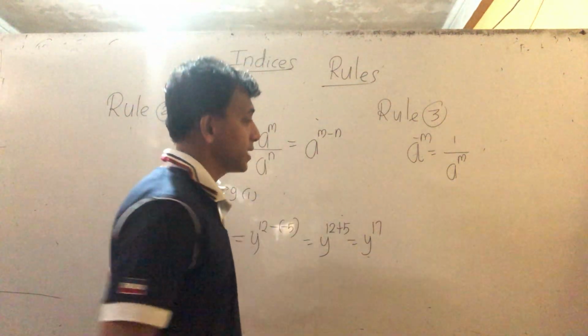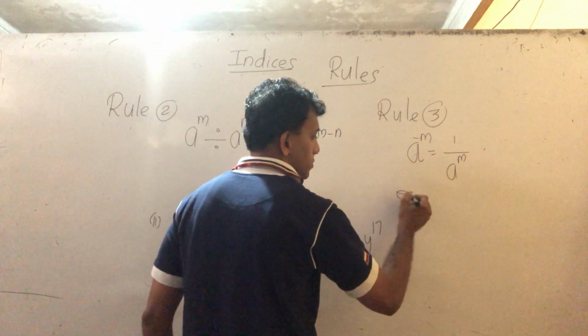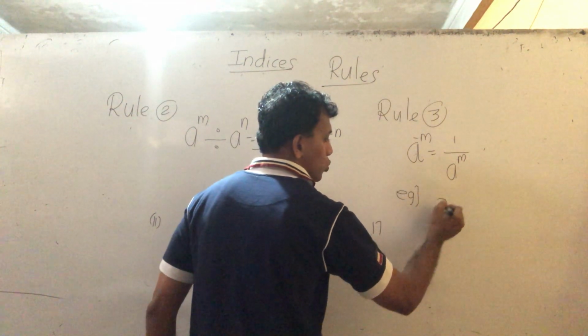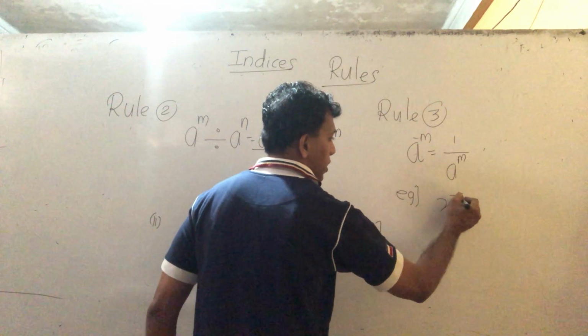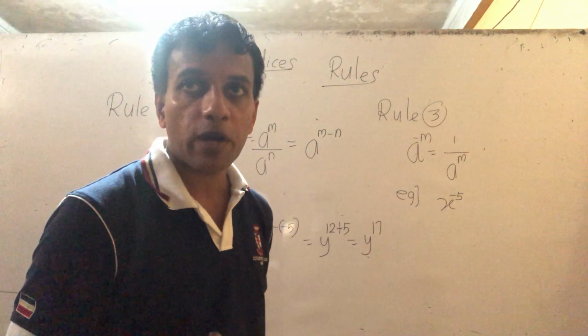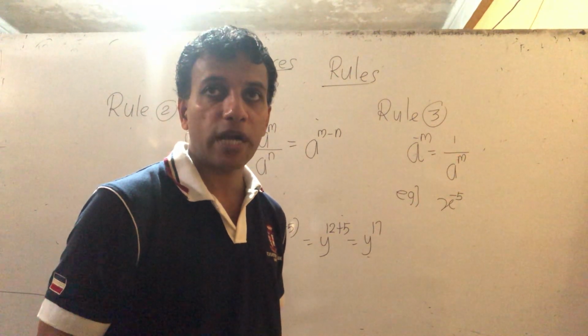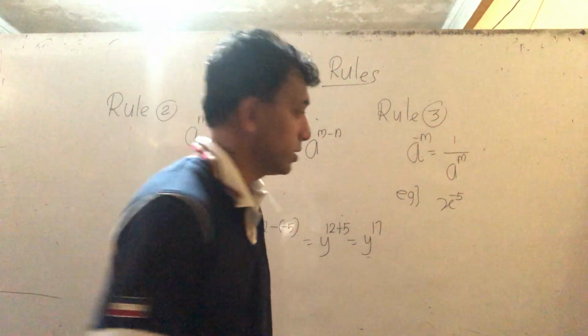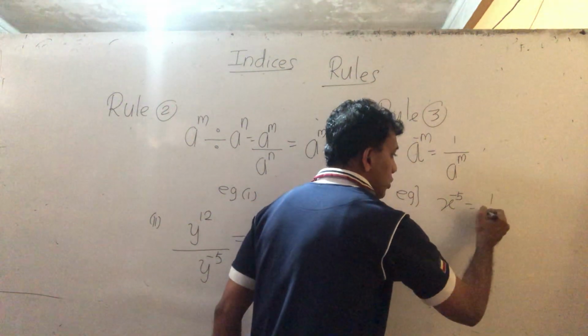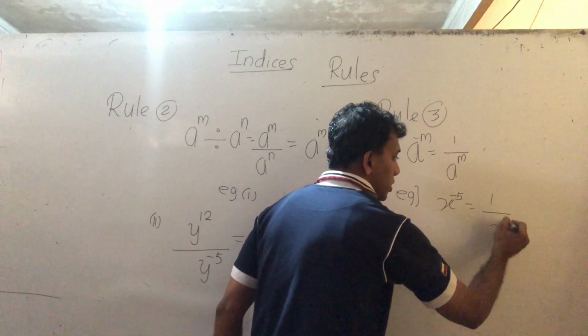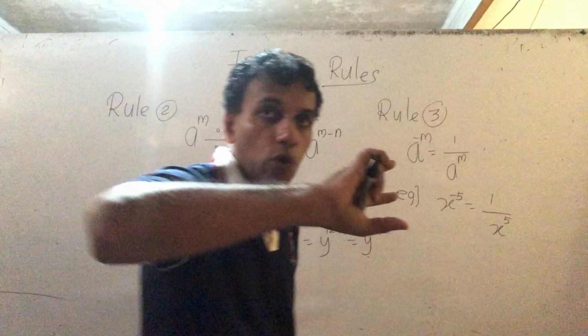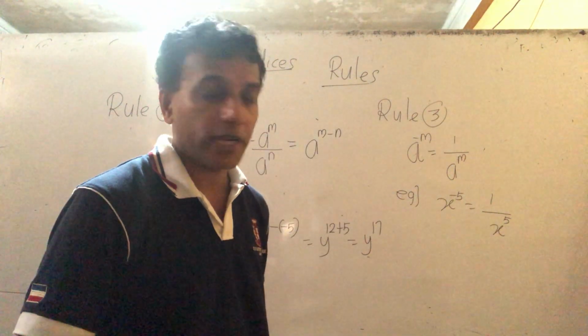Okay, see an example. x to the power minus 5. So what is the answer? Remove the negative power. What is that? 1 over x to the power 5. No minus, changed to positive, right?